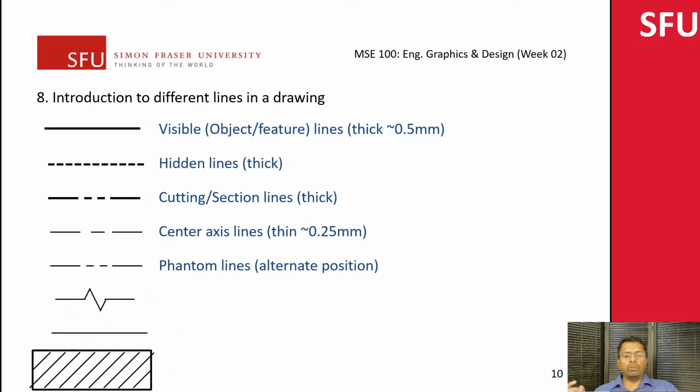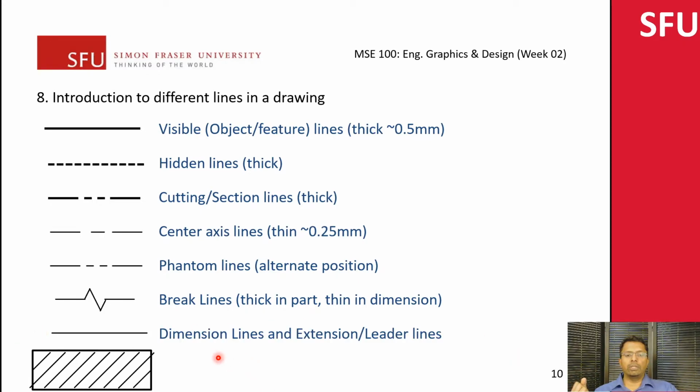The other line we use is known as a break. The break line is basically a zigzag. If you're using this as part of the actual object or the part, then you use a thicker line. If it's used in dimensions, you would use a thinner line. We'll cover this later when you're actually doing dimensions. And then the next line is just a thin straight line. This is known as a dimension line, used for dimension lines or leader lines.